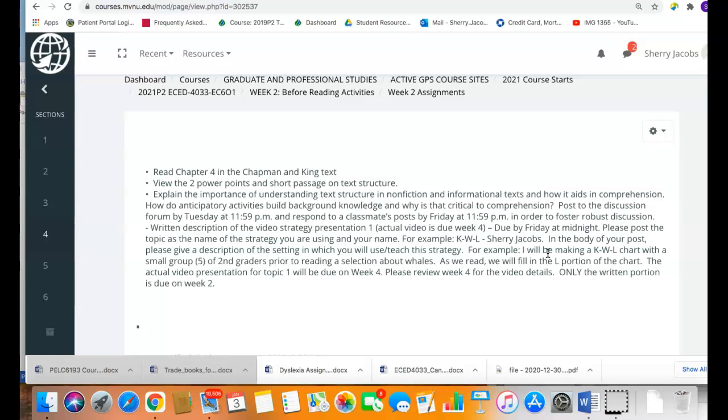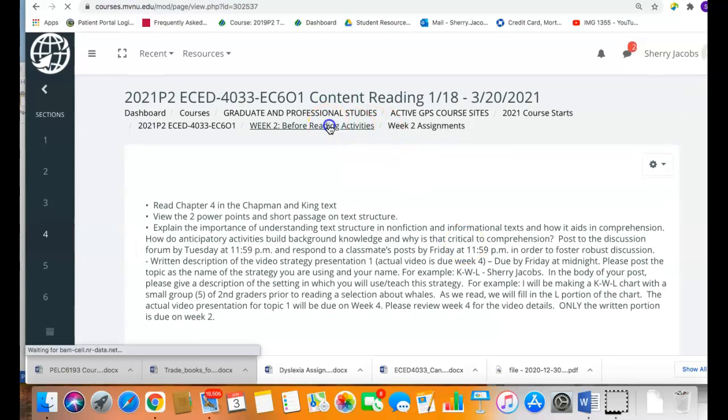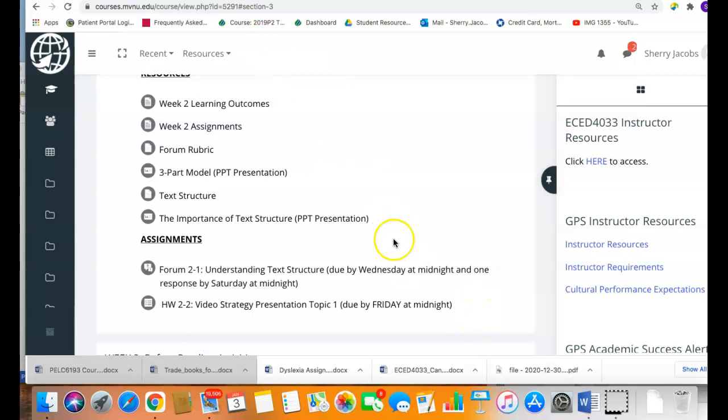In the body of my post, I would then give a description of the setting where I would be using this strategy. For example, I'll be making a KWL chart with a small group of 5 second graders prior to reading a selection about whales and so on. The activities we're doing this week are all based on before the reading.